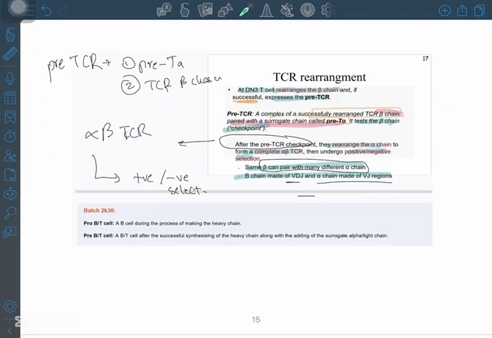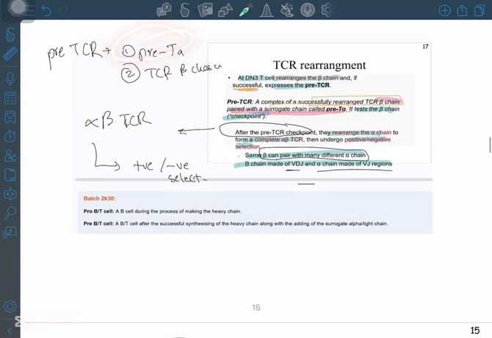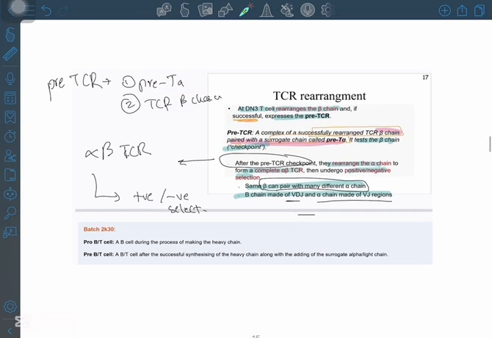At this point, basically what happens is that the T cell rearranges the beta chain, and if they see that it is successful and passes the test, it is going to express something called pre-TCR. Now, this pre-TCR basically has two components. The first one is pre-TA, which is this one, the surrogate light chain, and the successful beta chain. After that, we have a checkpoint. This checkpoint will make sure, is the beta chain actually successful? It will make sure of that. So after that, if it confirms and it passes that checkpoint as well, there will be rearrangement of the alpha chain to form a complete alpha-beta TCR.